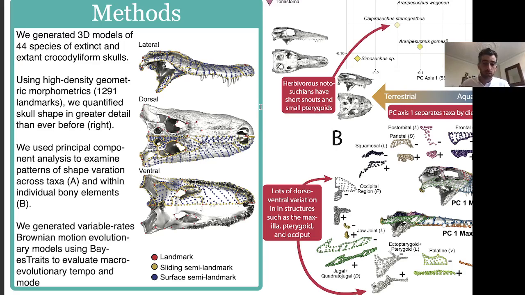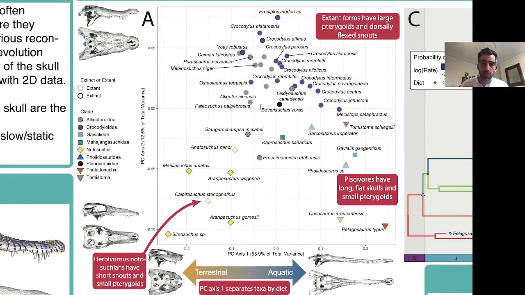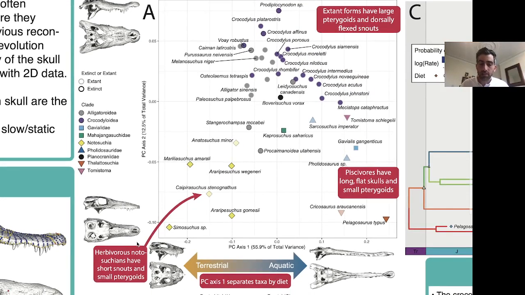We explored the morphological variation using some ordination techniques, and we also used evolutionary modeling in BayesTraits to look at the rate of evolution through time across the clade. Some of the key points of morphological variation in our sample: indeed, snout elongation is an important part of skull variation in this clade. PC axis 1 defines whether you have a long snout or a short snout, and it separates our aquatic piscivorous taxa here from our short-snouted terrestrial herbivores here, and the semi-aquatic generalists right in the middle.